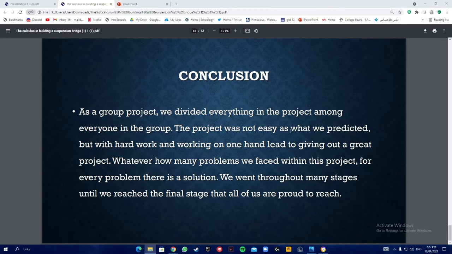In the end, as a conclusion of this project, as a group project, we divided everything among everyone in the group, so everyone had their own job, which made it easier on us and much quicker to finish. And as well, with hard work and working together on the same ideas, we ended up making this project. However many problems we faced and obstacles came into our way, we found a solution to it. And throughout these many stages, we reached the final stage that all of us are proud to reach, with the full research, this PowerPoint and the model that we created. And thank you very much.